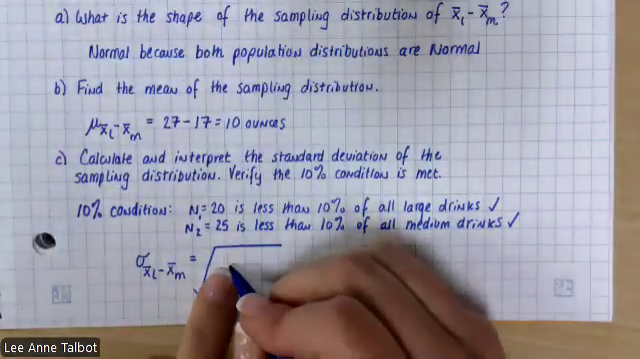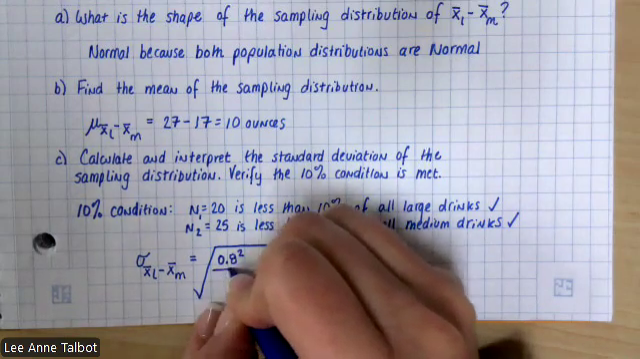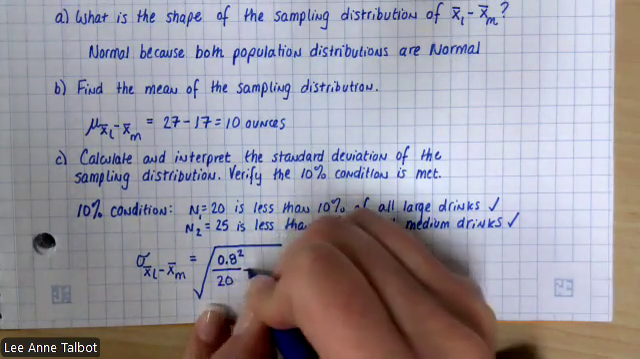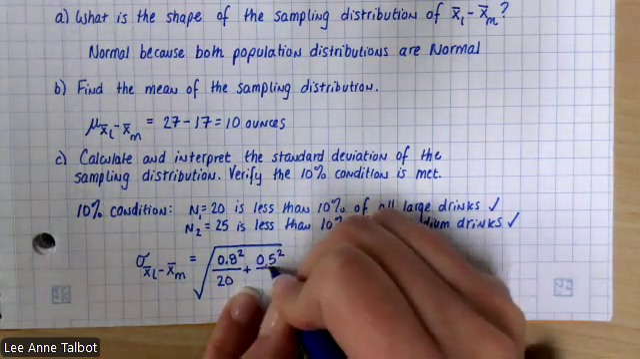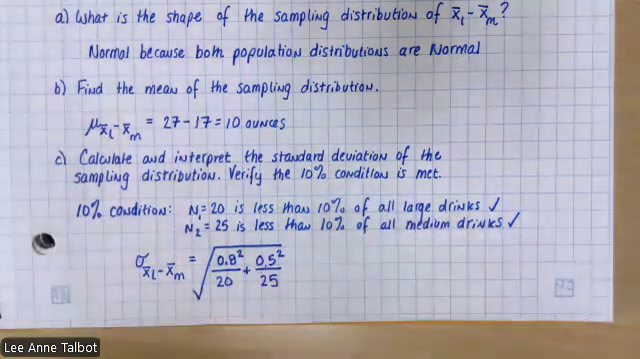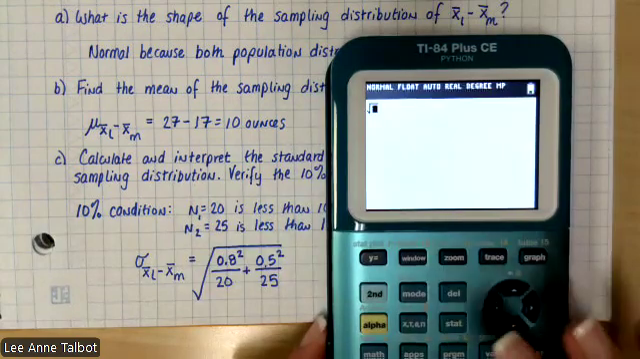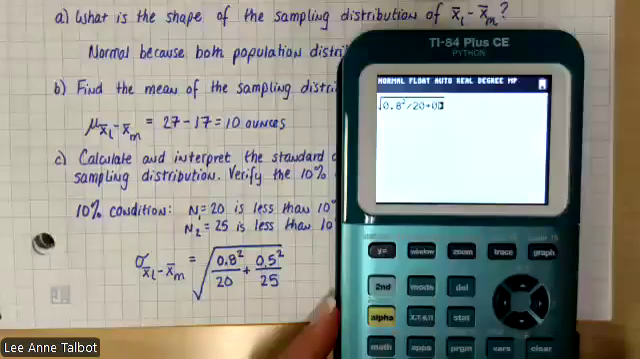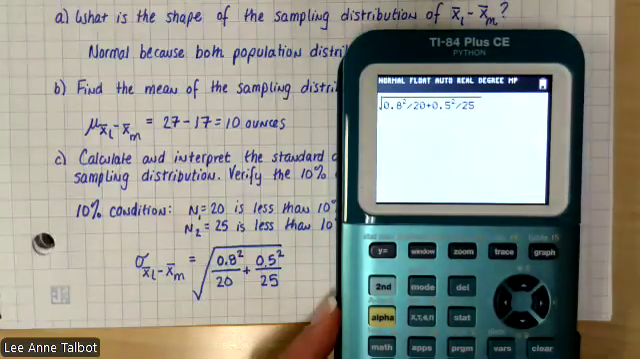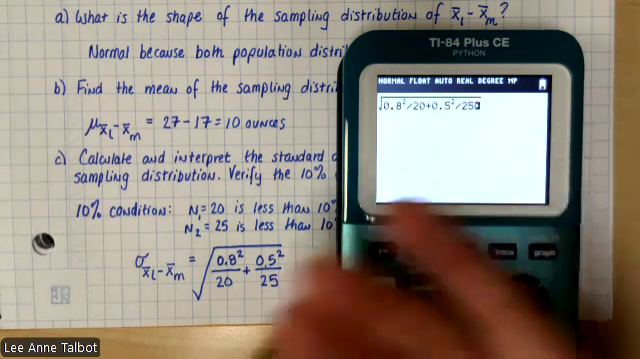Okay, so the formula says the first standard deviation squared, which is 0.8 squared, over the first sample size, plus the second standard deviation squared over that sample size. I didn't put any parentheses or anything. It's not required. Just type it in how it looks.